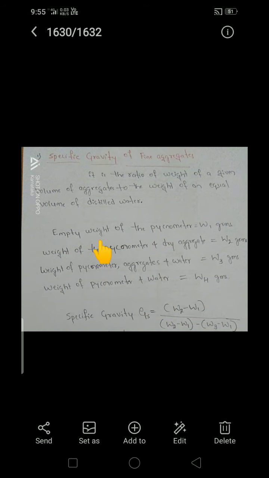Around 200 to 400 grams of dry fine sand we are going to take, and we have to sieve that sand through a 4.75 mm IS sieve, because the aggregate which passes through the 4.75 mm sieve is termed fine aggregate. Later, we have to take the empty weight of the pycnometer.